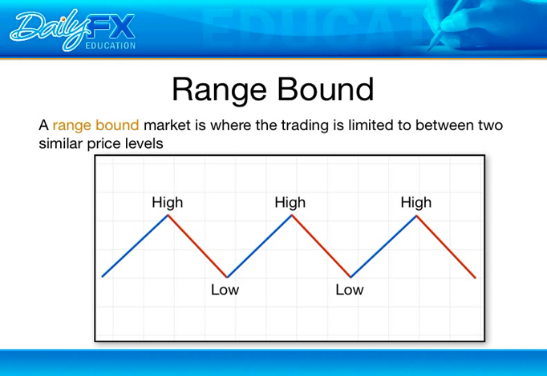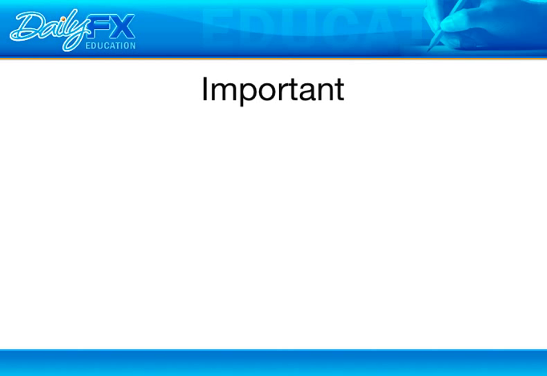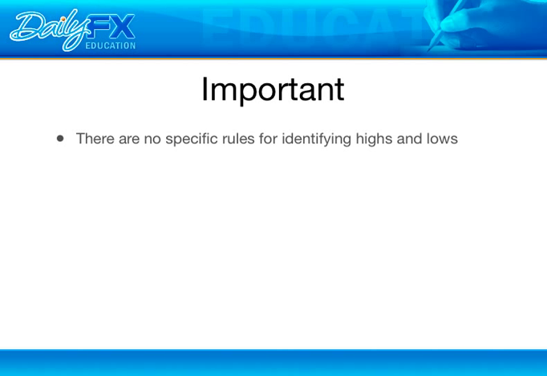These are our 3 major market conditions: an uptrend, a downtrend, and a range-bound market. And as you can see, recognizing each of these market conditions can be fairly easy, and you can use that to your advantage in your trading. Now, it's important to note that there are no specific rules for identifying highs and lows to use for trend analysis. The idea is to pick the most obvious examples of an uptrend, or a downtrend, or a range-bound market.